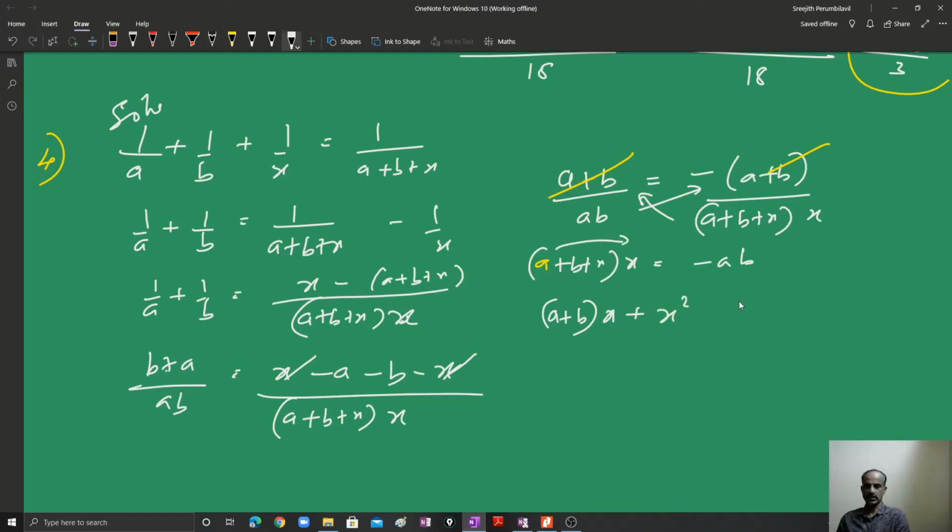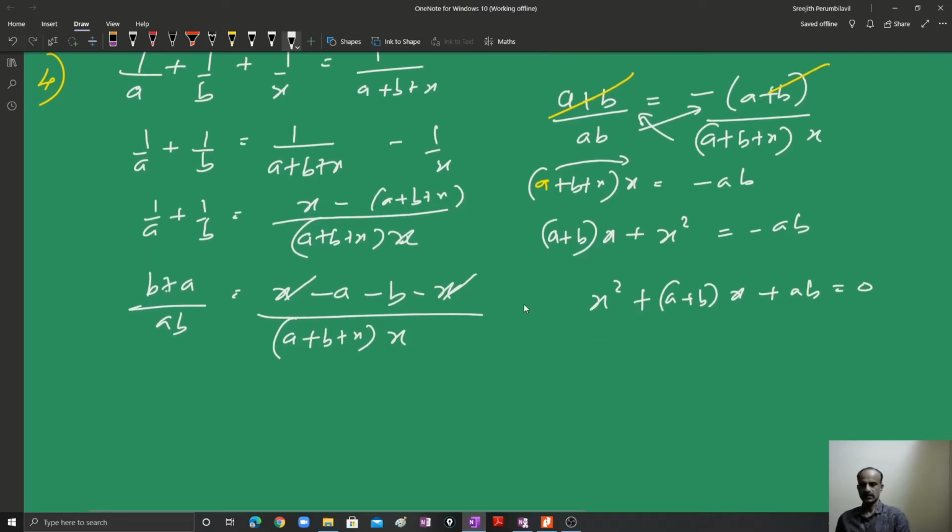x square is equal to minus ab, or x square plus a plus b into x plus ab equal to 0. Then that is nothing but x plus a into x plus b equal to 0.